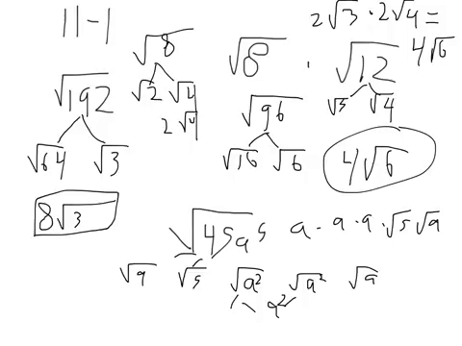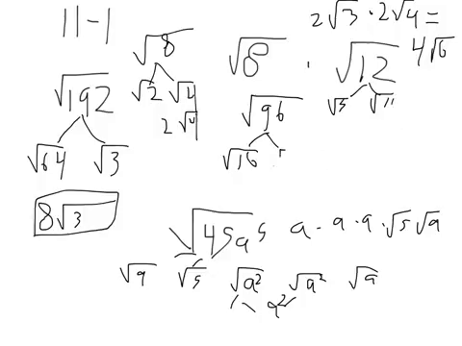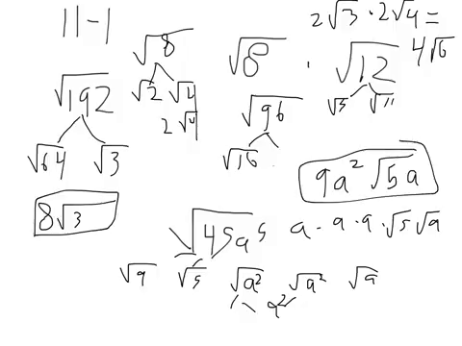So let me get some more room here quickly. So we just simplify that down to 9 a squared and square root of 5a. And that is our final answer. You just have to simplify it all the way down until there are no more perfect square roots that you can break it down into.